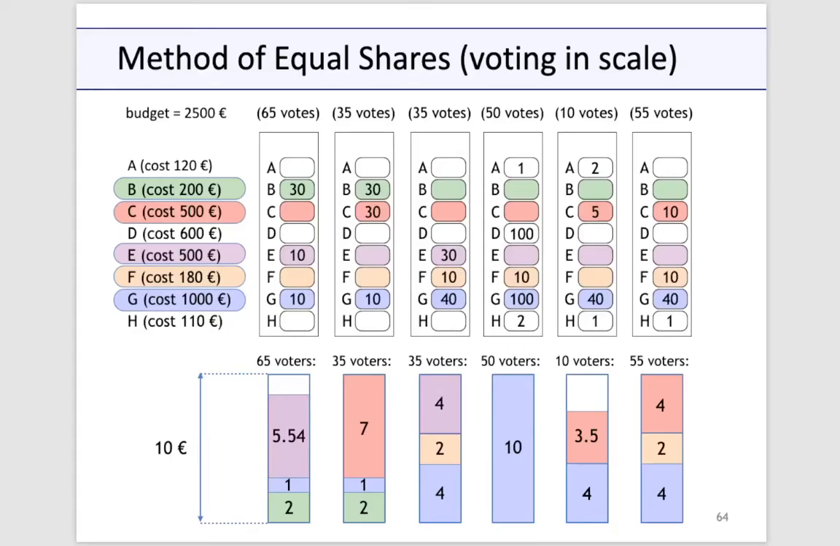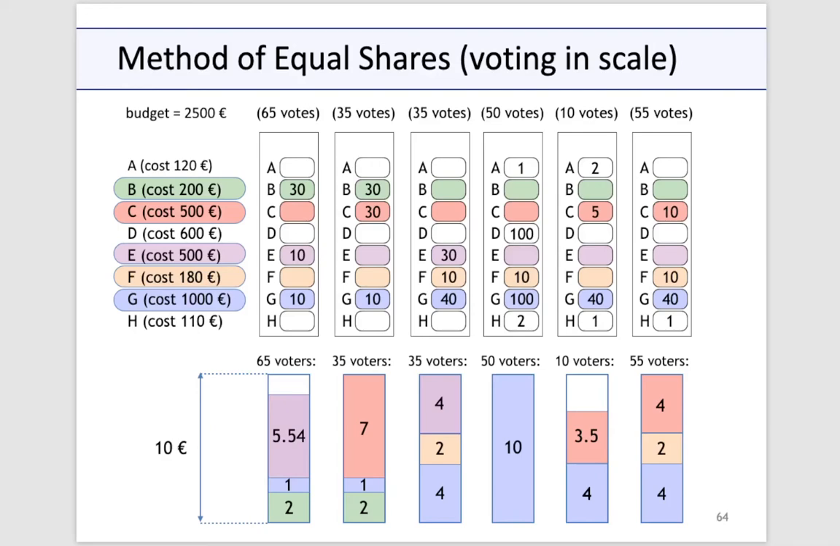Note that the available funds would allow us to select one additional project, either A or H. However, the method of equal shares would not select either of them. Why is this the case? This is because the voters who assigned positive points to either of these two projects do not have enough funds to make a purchase.